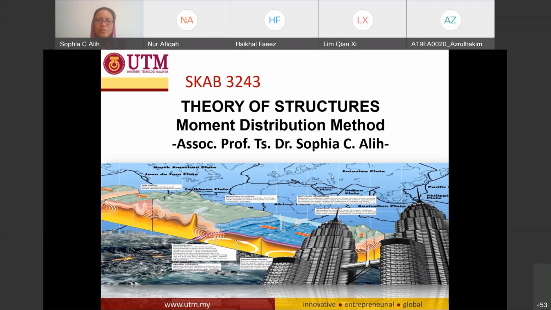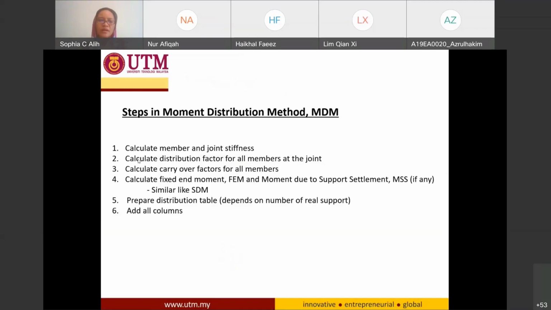So for this moment distribution method, there are 6 steps that you have to do one by one. I listed them here so you can go back to this slide anytime you want to do your exercise in moment distribution method. This way you will not forget what you have to do next in the method. I will explain in detail in my next slides, but just to give you an overview, we have 6 steps.